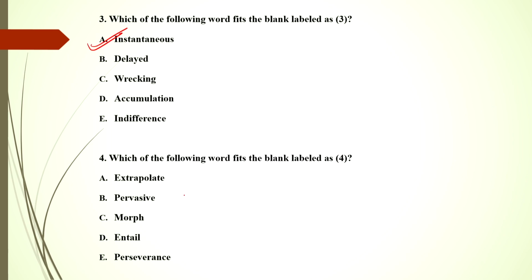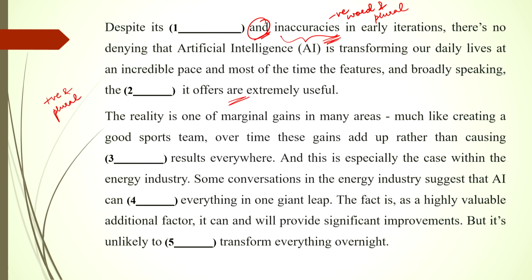Now moving on to our next question. Which of the following word fits the blank labeled as 4? So again, if you observe carefully, before blank 4, the modal auxiliary can is used. Hence after it, you should use a bare infinitive, that is the base root form of the verb, that is the verb's first form.